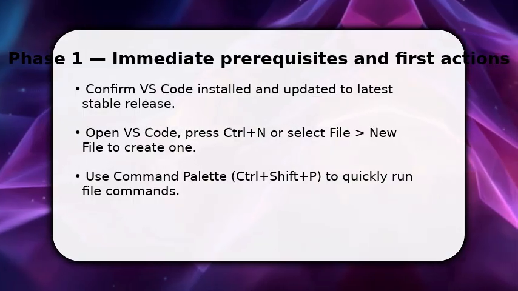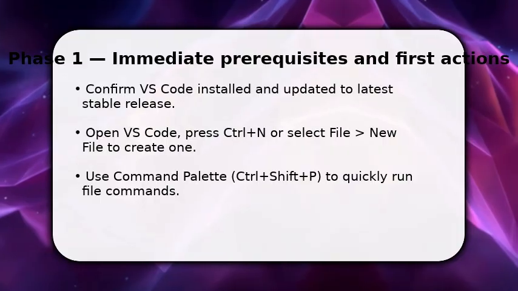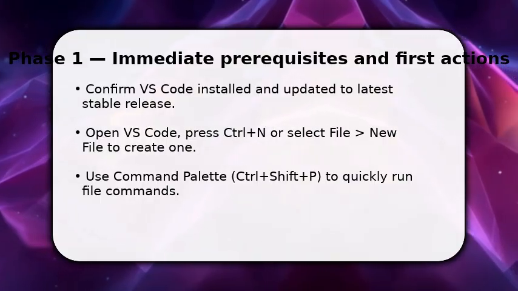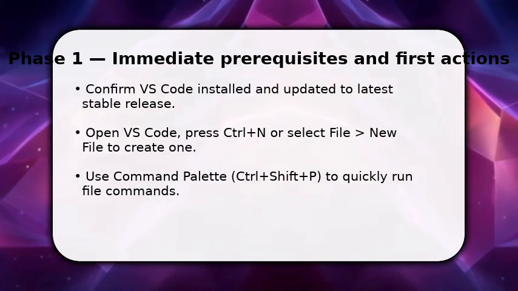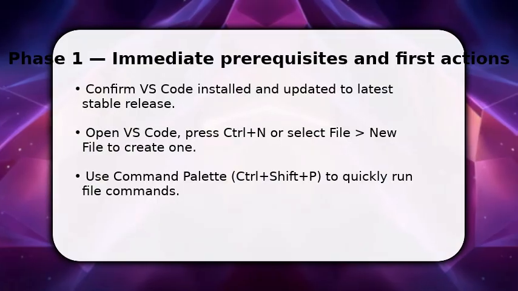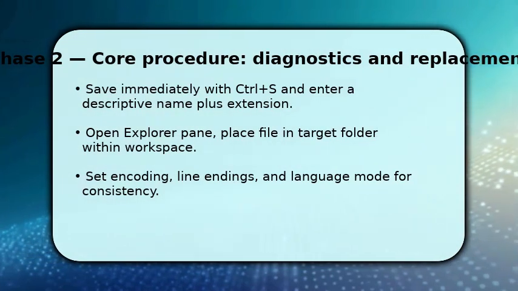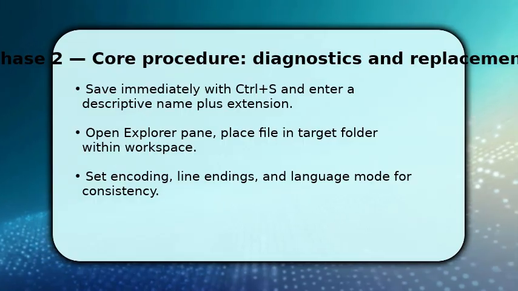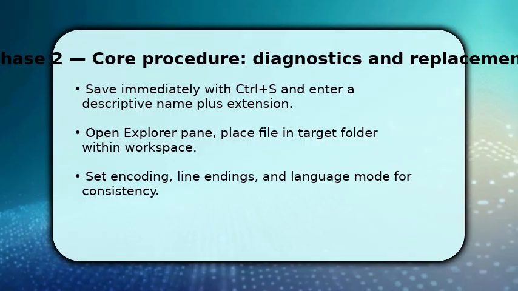Make sure to work inside your workspace folder rather than an isolated temp file, because saving will later place the file where your project and version control expect it. You should save the untitled file right away. Press Ctrl+S and type a file name with the correct extension, for example index.html or main. The extension tells VS Code which language features to enable.